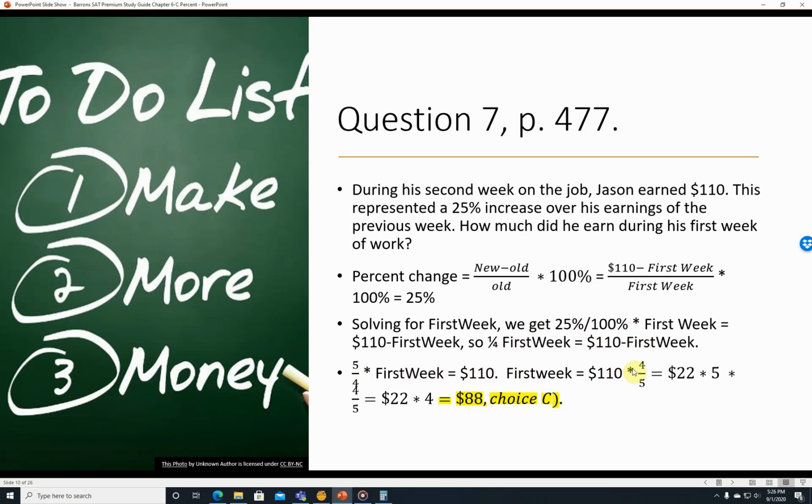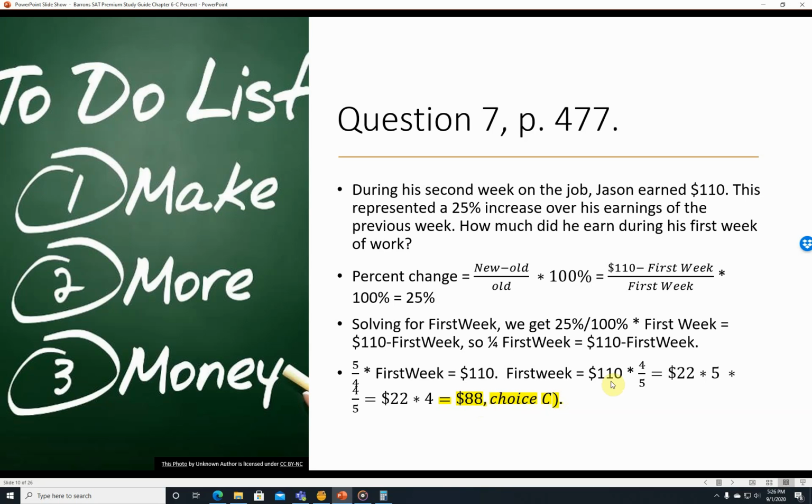So first week is equal to $110 times 4/5, which is equal to 22 times 5 times 4/5. Really, factoring is important to learn. Again, 110 times 4/5. Okay, we know that that's going to be 22 times 5. Why? Because it's 11 times 10. Anyway, so we just cancel the 5s out. 4 times 22 is equal to $88, which is choice C.